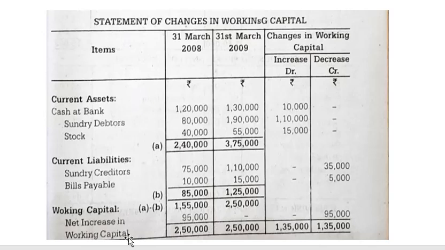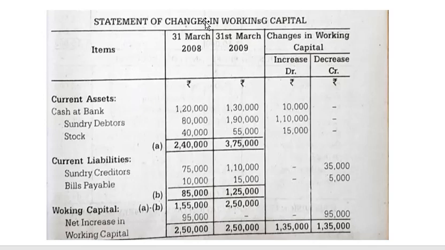Now what sentence will you write here? If there is an increase, you write net increase in working capital. If there is a decrease, write net decrease in working capital. Like that here also, in the increase and decrease columns, you have to total both and find out which one is highest. That column total you write on both sides, and the difference you show as a net increase in working capital, that is 95,000. This difference and this difference will be the same. So this is the first statement we have to open, that is the statement of changes in working capital.